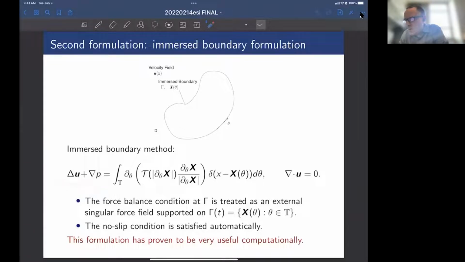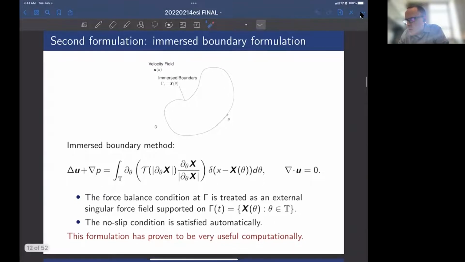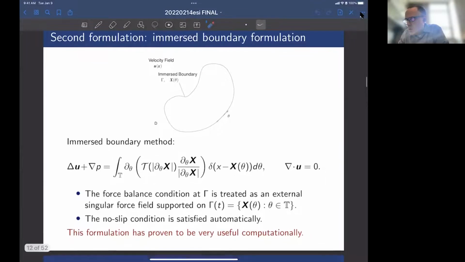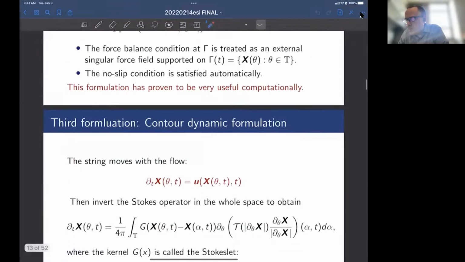The left-hand side is in physical space, and you can estimate it, and the right-hand side is integrated over the particle space, and you can estimate that separately. And so this formulation has proven to be extremely successful computationally, and it's probably the main reason why this model was so widely studied computationally.